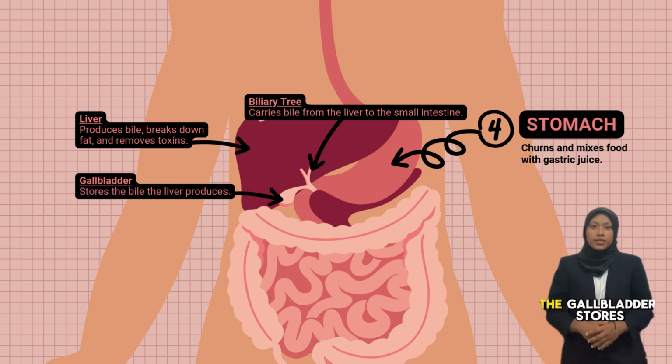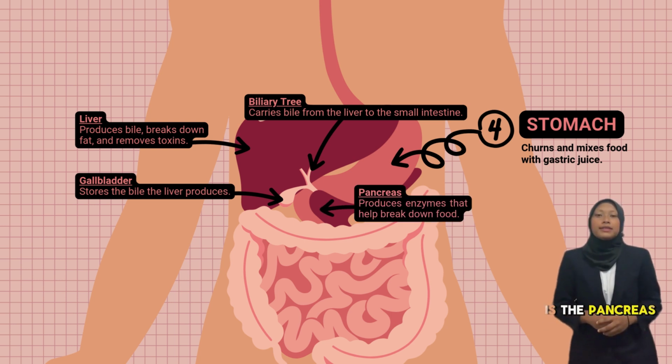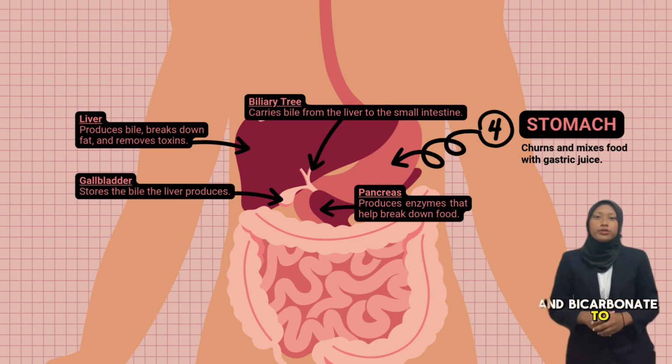Next, the gallbladder. The gallbladder stores and releases bile when needed to digest fat. It contracts when fatty food enters the small intestine, helping in lipid breakdown. The last one is the pancreas. The pancreas produces digestive enzymes and bicarbonate to neutralize stomach acid. It also regulates blood sugar by releasing insulin and glucagon.